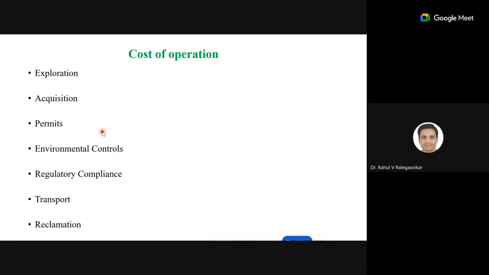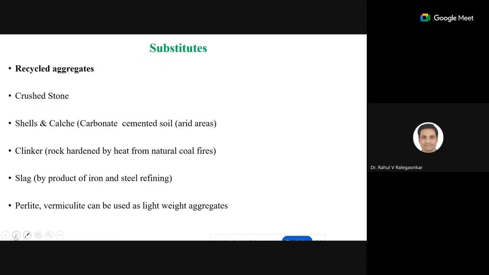Then you have environmental controls, which any organization needs to comply with. You have regulatory compliances, which need to be monitored and maintained throughout the life of the operating company. And then obviously you need to figure out some reclamation plan. Just to give you an example, there are certain names mentioned where you can modify your aggregates with raw materials which have, you can say, better clinker.